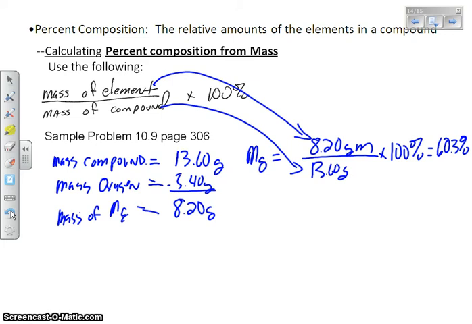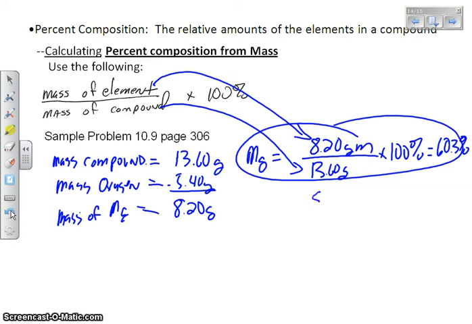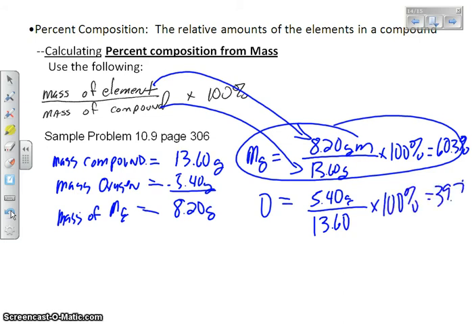Now, you can take a shortcut here, of course, and just subtract that from 100, and you're going to get 39.7, but that's not what you want to do. You want to calculate the mass of oxygen, because if you made a mistake up here, taking the shortcut will not reveal that you got a wrong answer, and you don't want that. So, now we take the mass of oxygen, and that is 5.40 grams, divided by 13.60, multiplied by 100%, and we get 39.7%. And that is how you calculate percent composition from mass. Should equal 100, and it does.